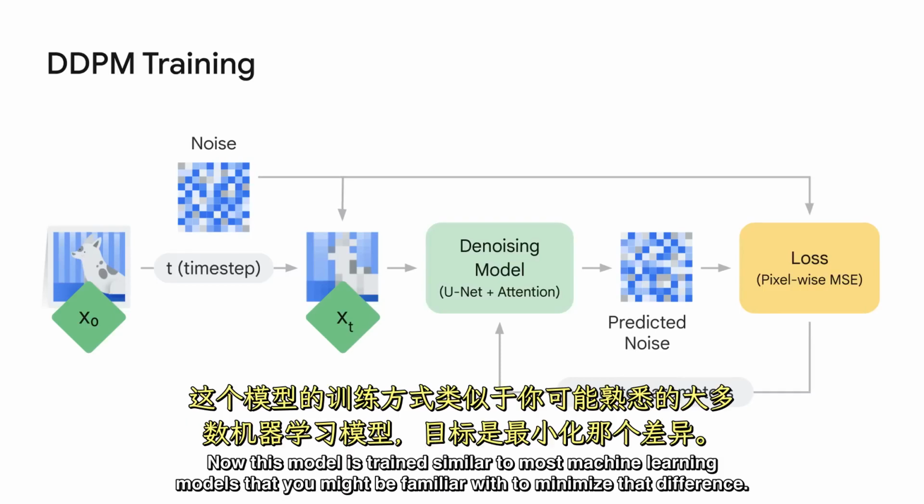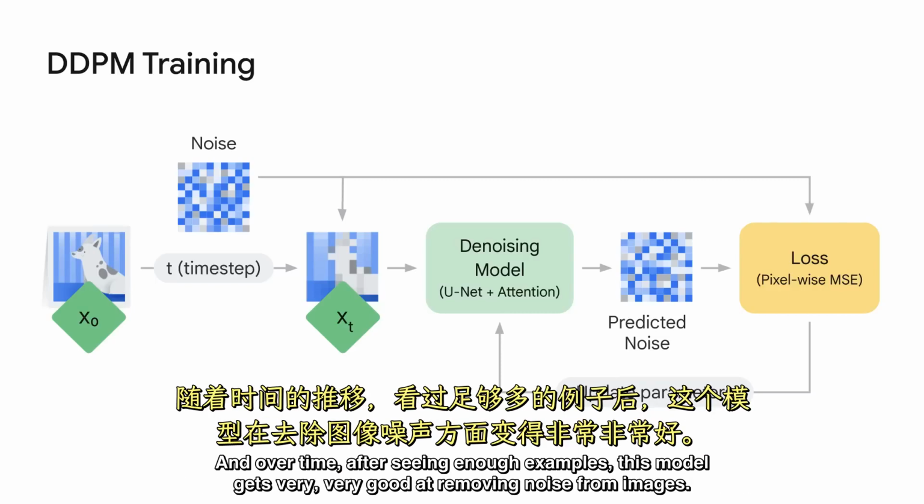Now, this model is trained similar to most machine learning models that you might be familiar with to minimize that difference. And over time, after seeing enough examples, this model gets very, very good at removing noise from images.